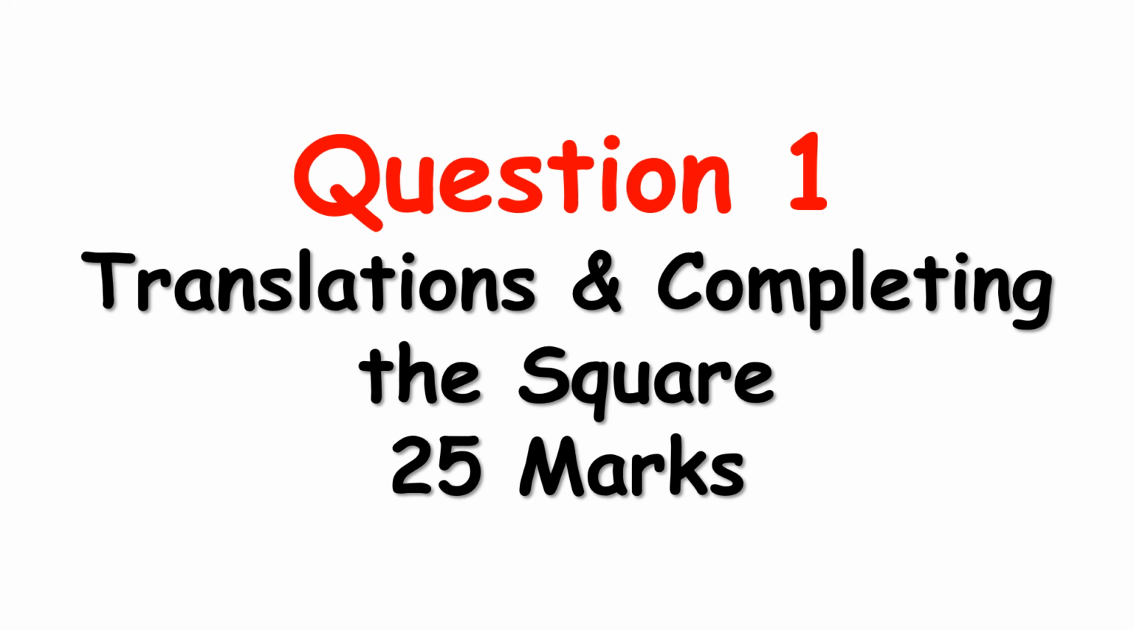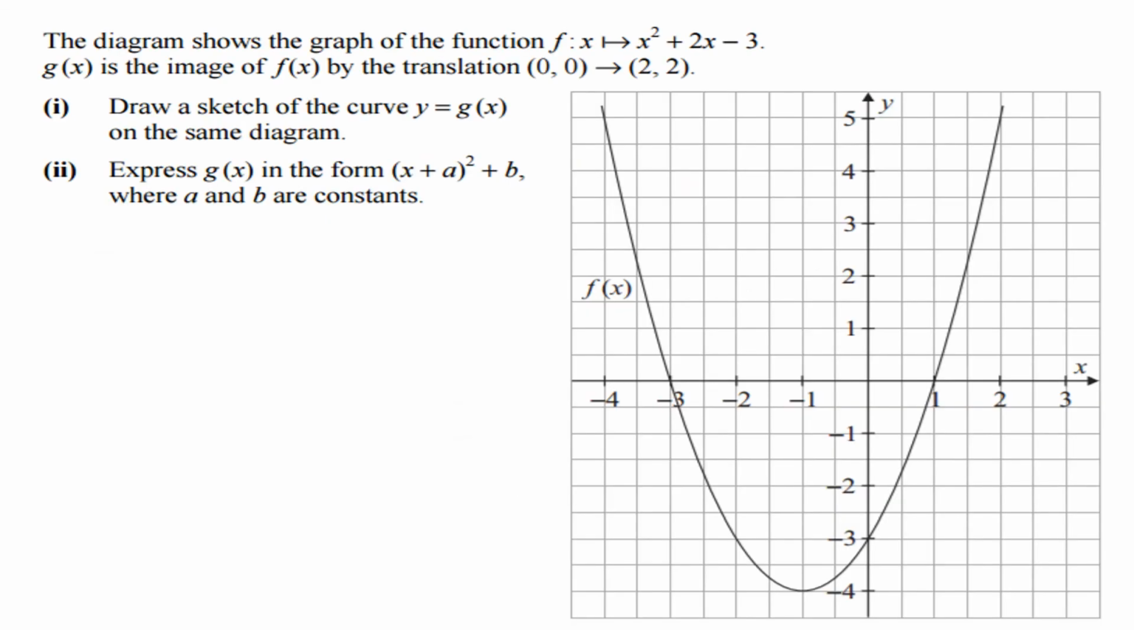Question 1 is a translation with completing the square and it's worth 25 marks. The diagram shows the graph of the function f of x is x squared plus 2x minus 3. g of x is the image of f of x by the translation 0, 0 to 2, 2. Part i. Draw a sketch of the curve y equals g of x on the same diagram.